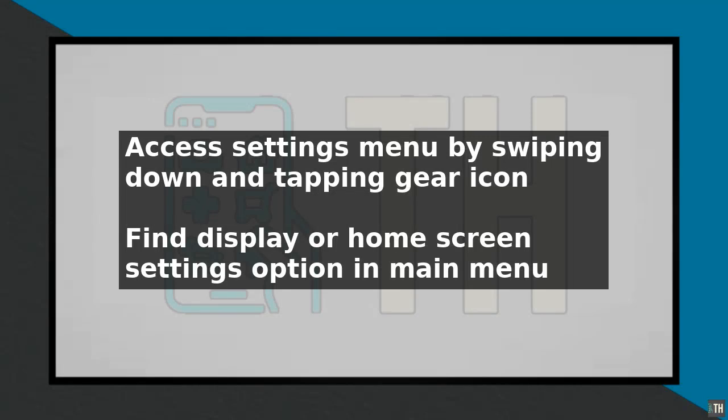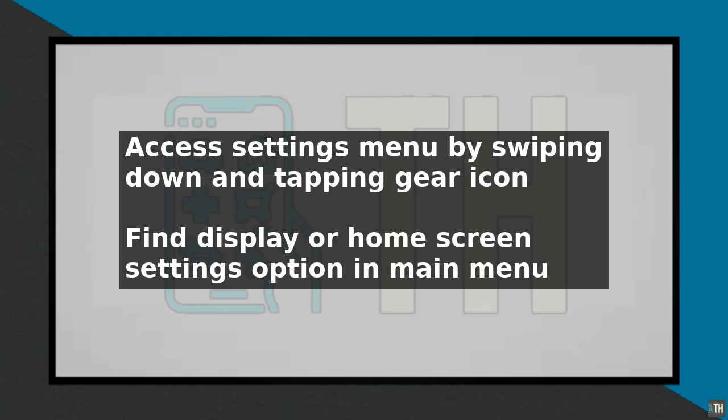Changing the app icon size on Android can be a simple process that allows you to customize the look and feel of your home screen. To start, you will need to access the settings menu on your device. This can usually be found by swiping down from the top of the screen and tapping the gear icon.